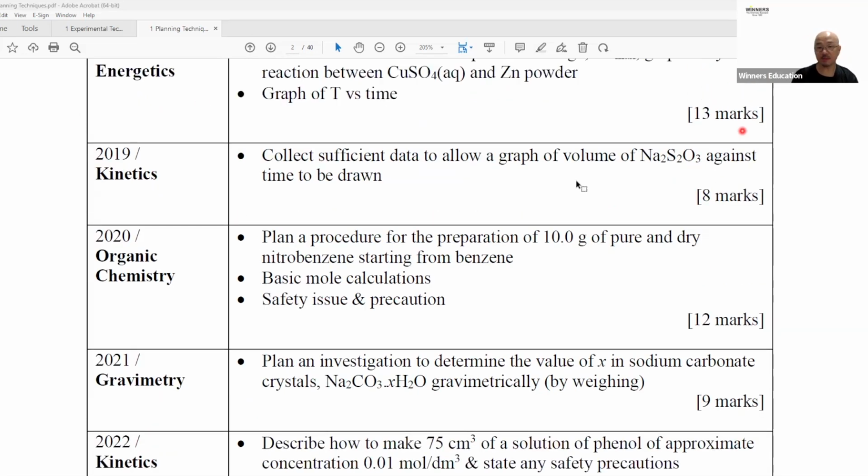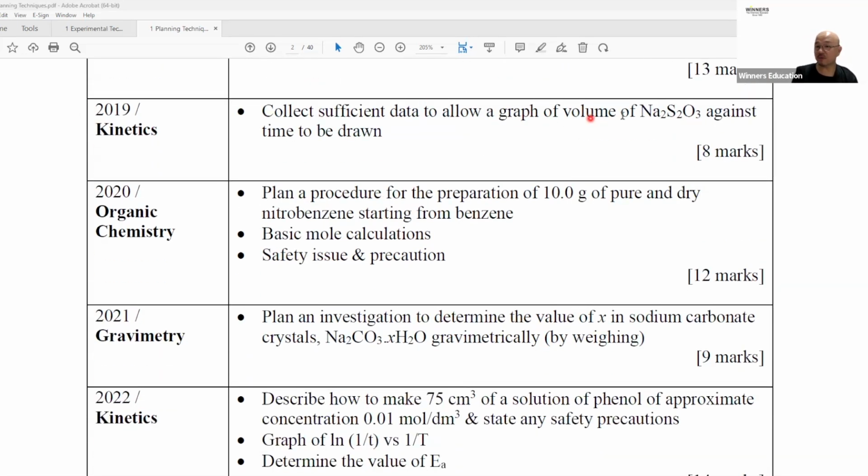This time around, 8 marks. Collect sufficient data to allow a graph of volume of thiosulfate against time to be drawn. And you all know the thiosulfate experiment is always what? The one we just discussed yesterday, iodometric. Can everyone see? You need to know the equation that you're supposed to write out and then present your answers. And you should follow a certain shape, whereby at the end you say what is the order of reaction and likely what is the rate equation.